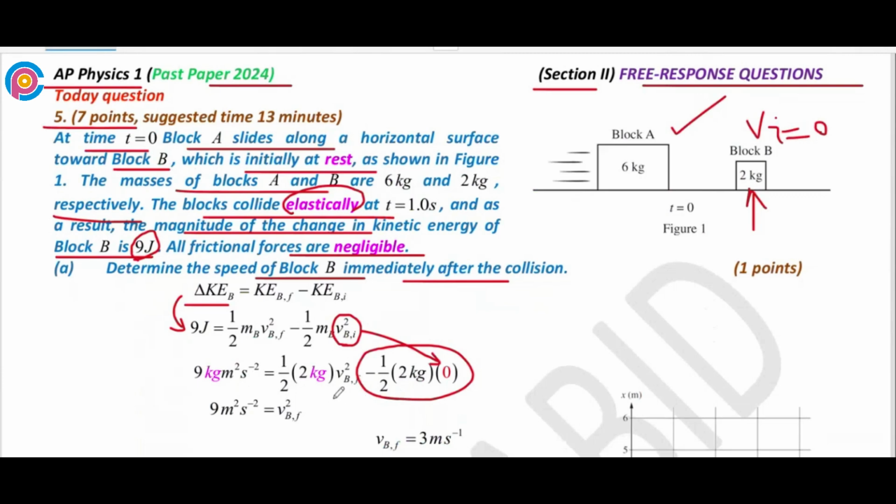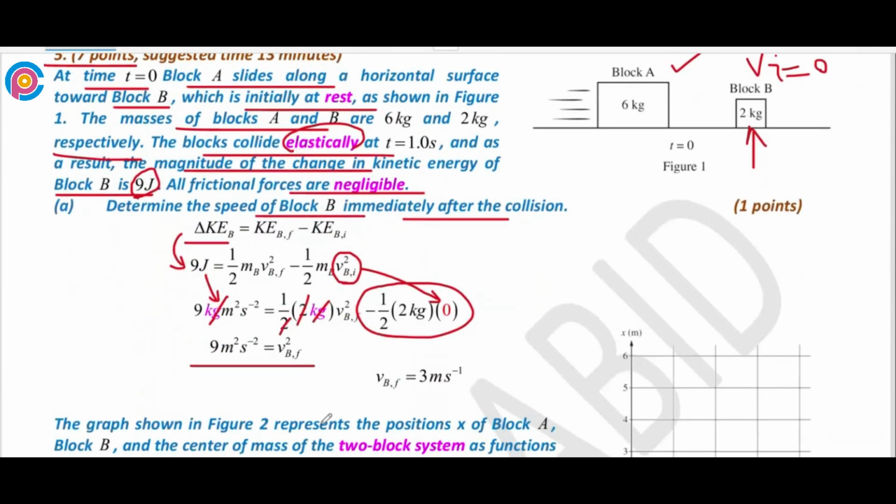Now we have the values, and we can convert the unit of joule into SI base units. The kg is cancelled by kg, and the 2 can be cancelled by 2. Vb squared is equal to 9 meter squared per second squared. On square rooting both sides, we get Vb finally as 3 meters per second.